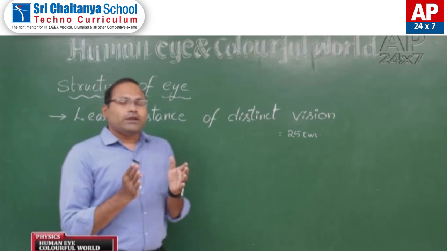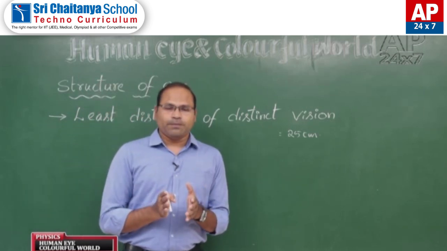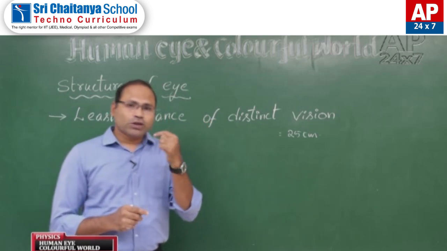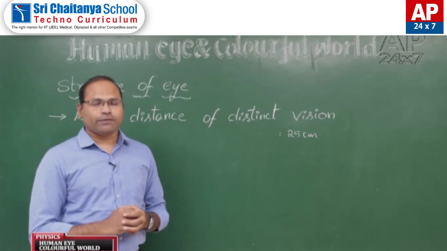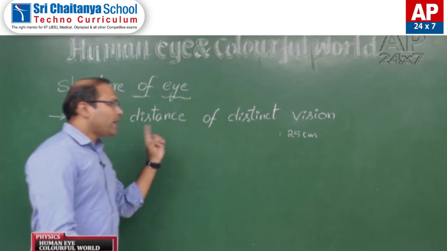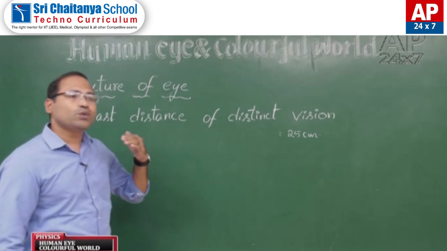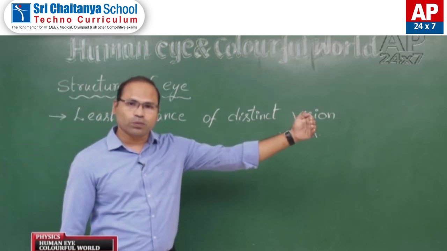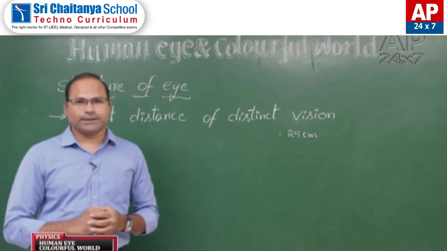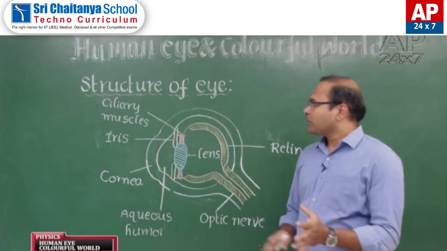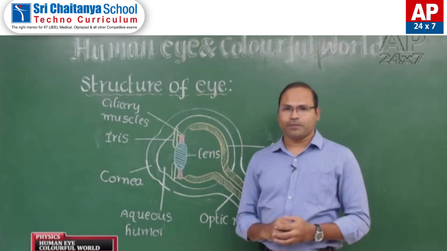And for old age people, the eye muscles are not flexible and not strong enough. So for them, the value of the least distance of distinct vision will move to a greater value, about 1 to 2 meters. Let us now discuss the structure of the human eye.